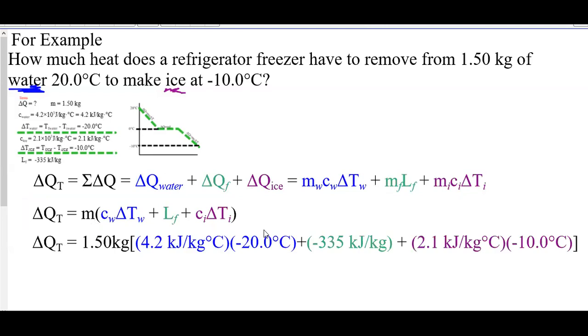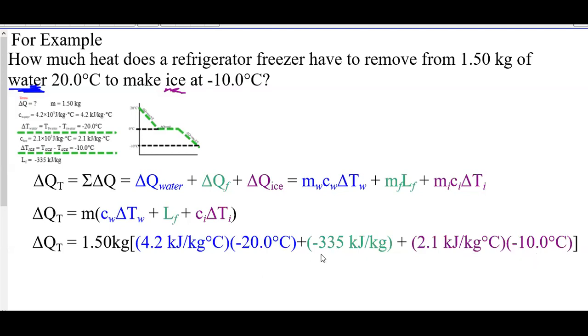So after that, it's just a matter of plugging in all your terms. Your specific heat capacity of water in its liquid state is this. You have your change in temperature of my water to be a negative value, so you'd multiply those two together. You have your latent heat of fusion value for solidifying your liquid water into ice. Please remember that should be negative 335 kilojoules per kilogram when you're removing heat energy. And then of course your specific heat capacity of your ice and your change in temperature of ice.